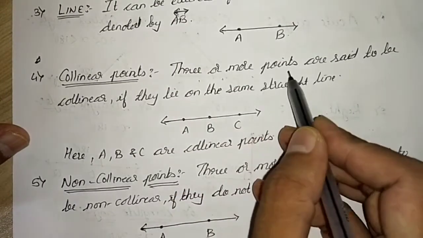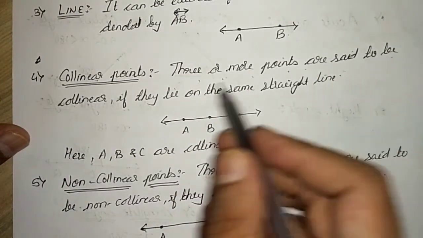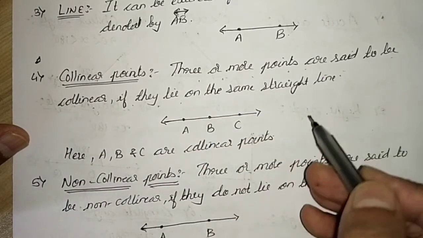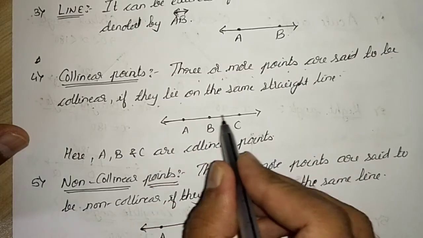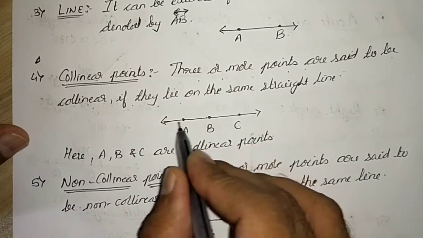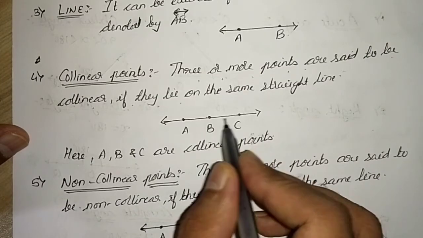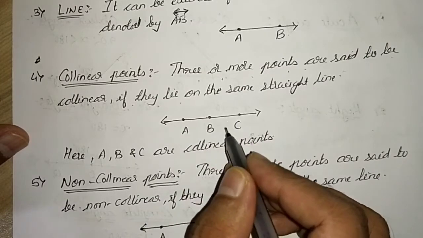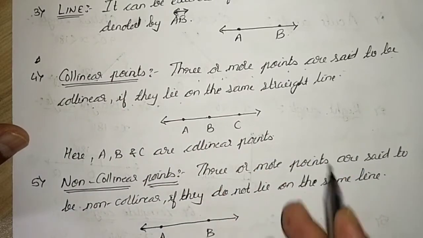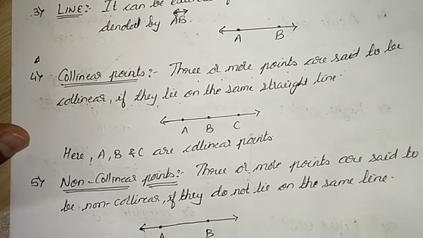Now moving to collinear points. Three or more points are said to be collinear if they lie on the same straight line. If there is one line and on it there are three or more points, all lying on the line, then they can be called collinear points. Here A, B and C are collinear points.